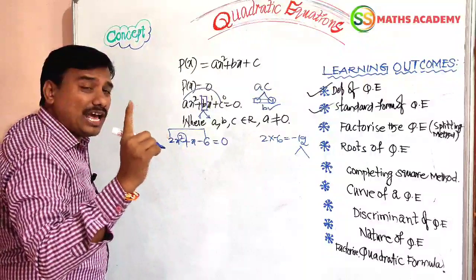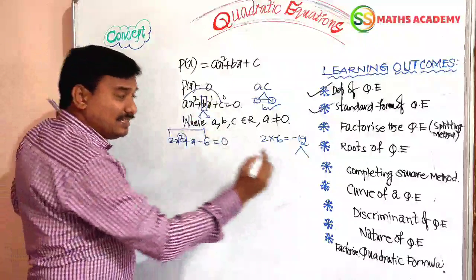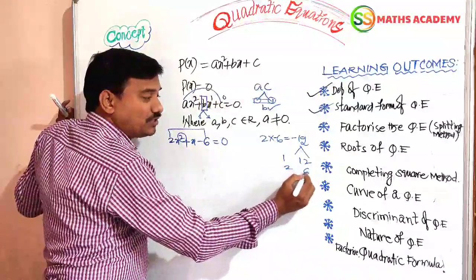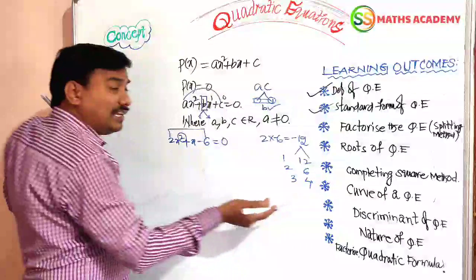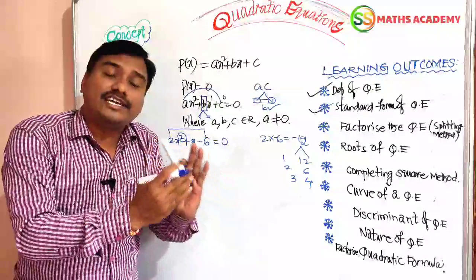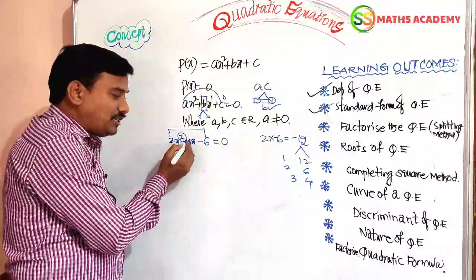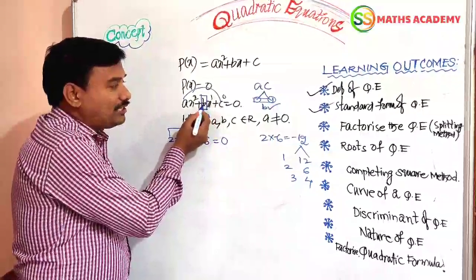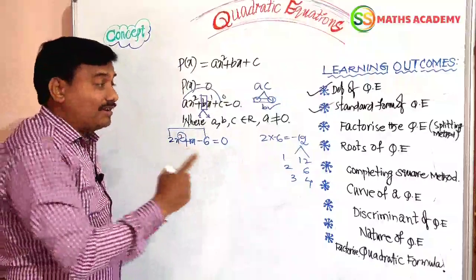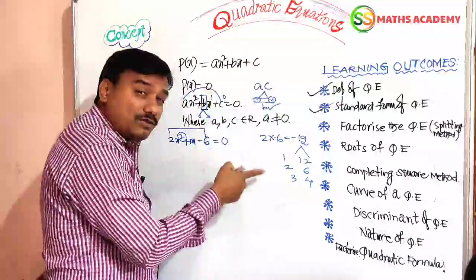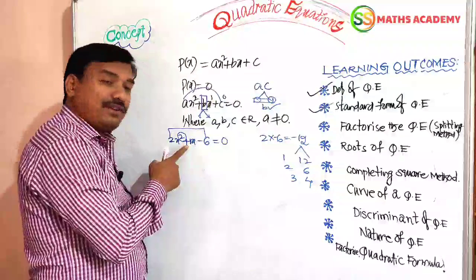Minus 12 has many factors: 1 and 12 are 12, 2 and 6 are 12, 3 and 4 are 12. Which of these is the sufficient factor for this question, dear friends? We should get the x coefficient as 1. Here the x coefficient is b, and here the x coefficient is 1. When you are taking the roots, they should tally with this one only.